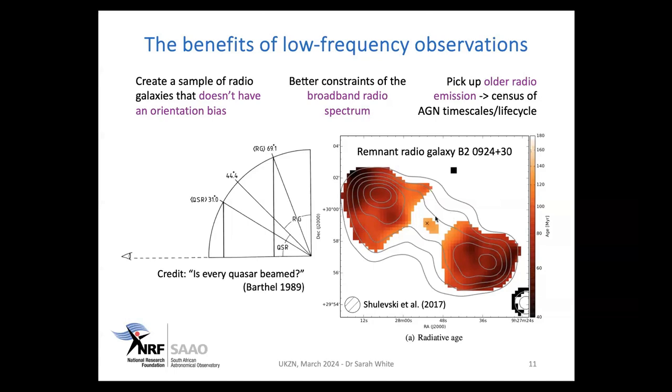So again, this allows us to build up a more complete census of how those AGN are interacting with their surroundings in terms of the lifespan in which that interaction takes place. In the same way we consider star formation histories of galaxies, we also need to consider black hole accretion histories of these galaxies.